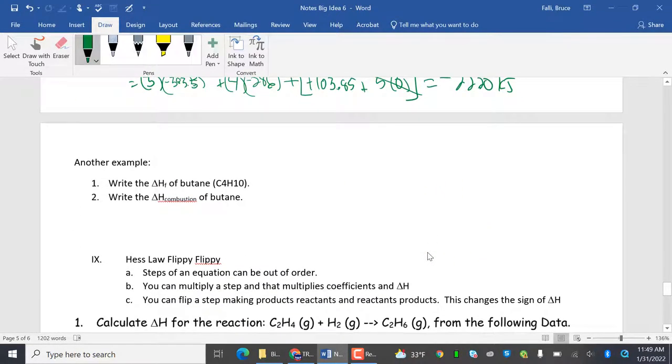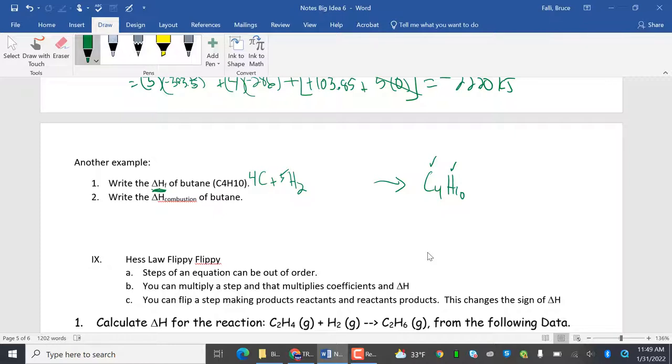All right. So we've got to be able to write the heat of formation of butane. So this means I want to make butane, C4H10. To do that, I want carbon plus hydrogen. Okay, they're in their standard states. I need 4 carbons. Check. I need 5 hydrogens. Check. That's the delta H of butane.